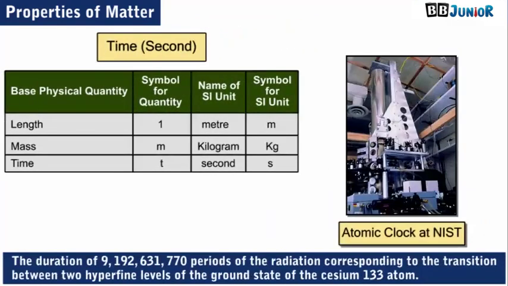It is defined as the duration of 9192631770 periods of the radiation, corresponding to the transition between two hyperfine levels of the ground state of the cesium-133 atom.